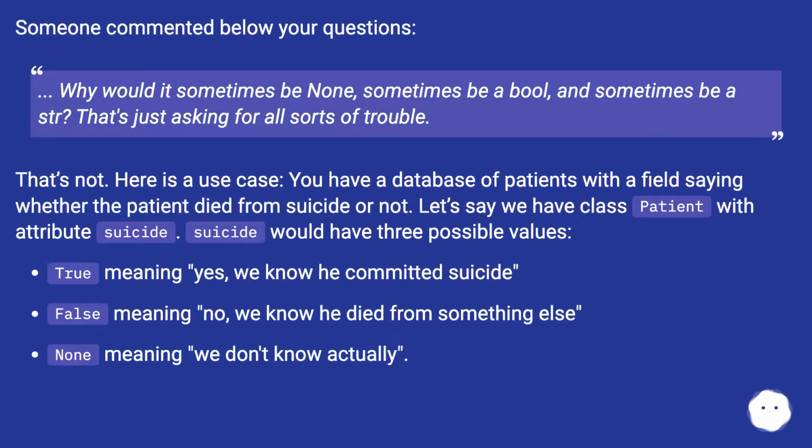Someone commented below your question: why would it sometimes be None, sometimes be a bool, and sometimes be a str? That's just asking for all sorts of trouble. That's not. Here is a use case. You have a database of patients with a field saying whether the patient died from suicide or not. Let's say we have class Patient with attribute suicide. Suicide would have three possible values. True meaning yes, we know he committed suicide. False meaning no, we know he died from something else. None meaning we don't know how he actually died.